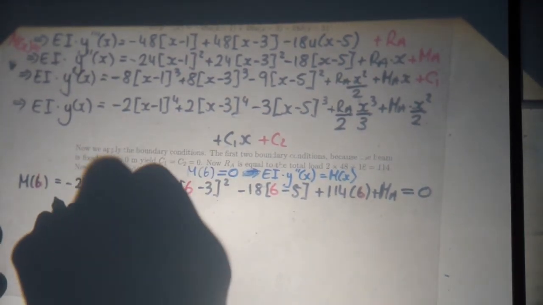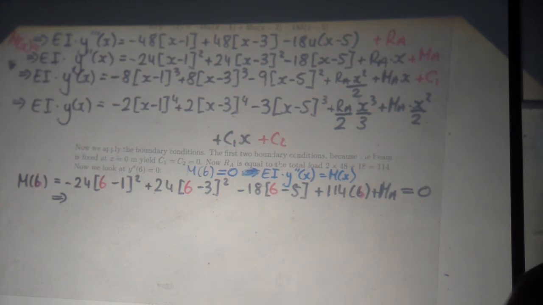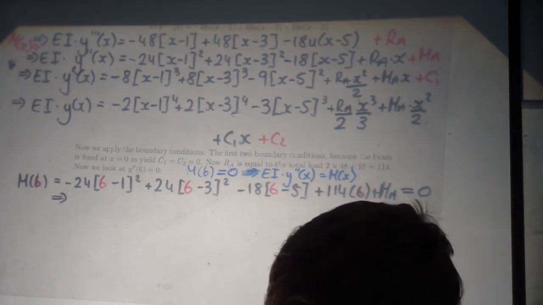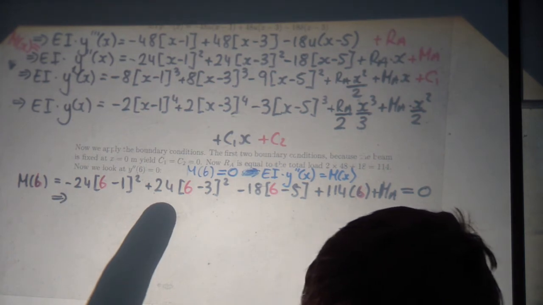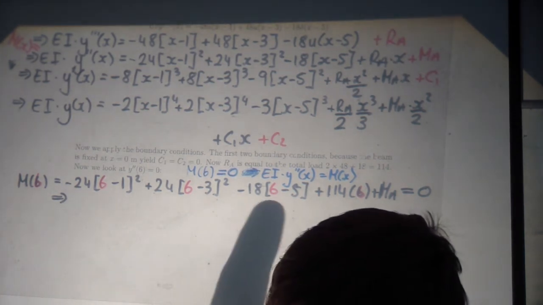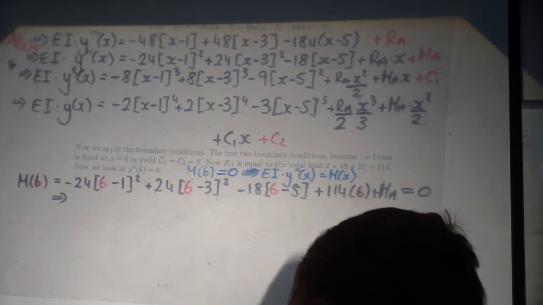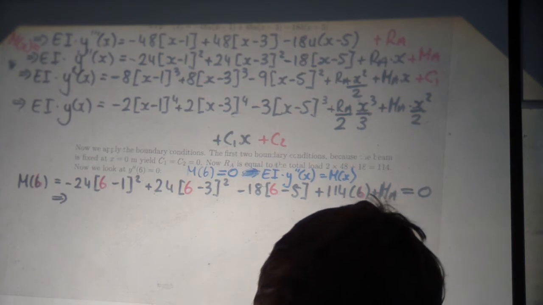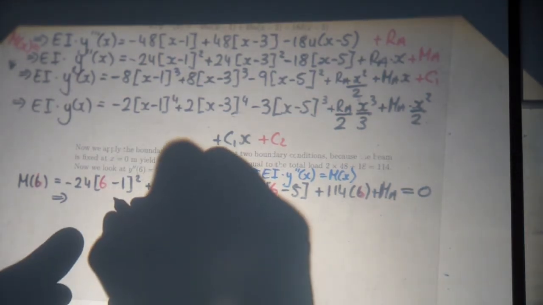So here we have, probably go to the calculator. The first thing is minus 24 by 5 squared, which is minus 24 by 25. I'll just do the lot of it. This is 24 by 3 squared. This is minus 18 by 1. And this is 114 by 6. End up with 282 plus MA equal to 0.